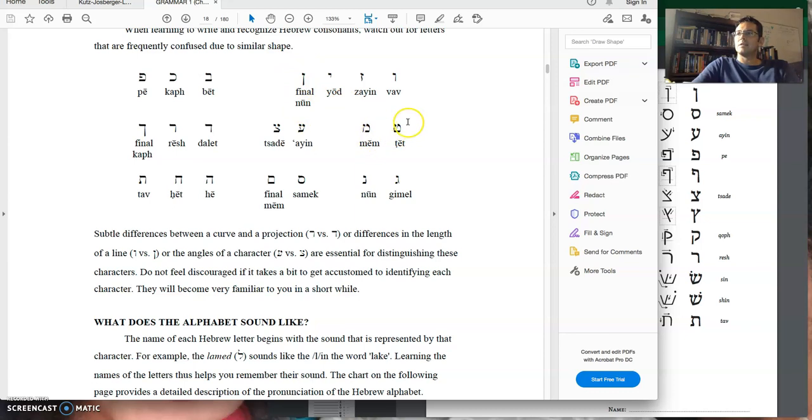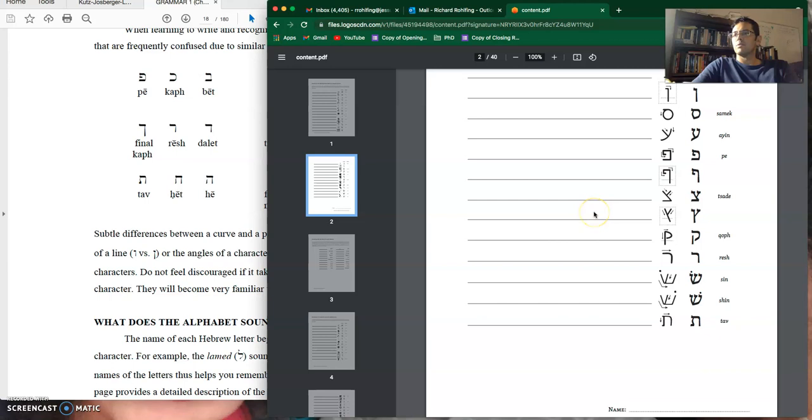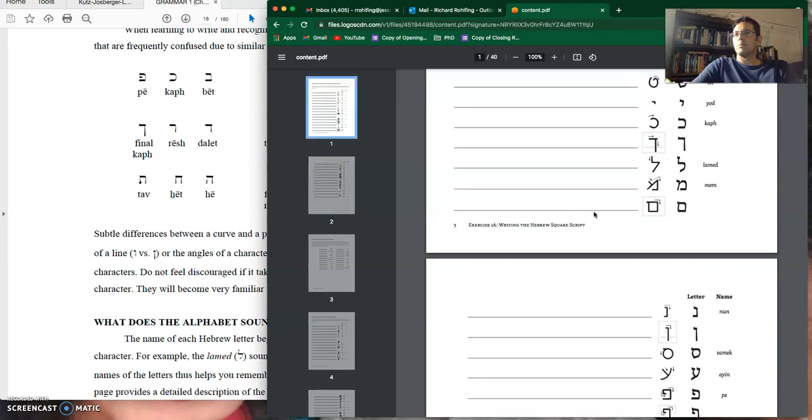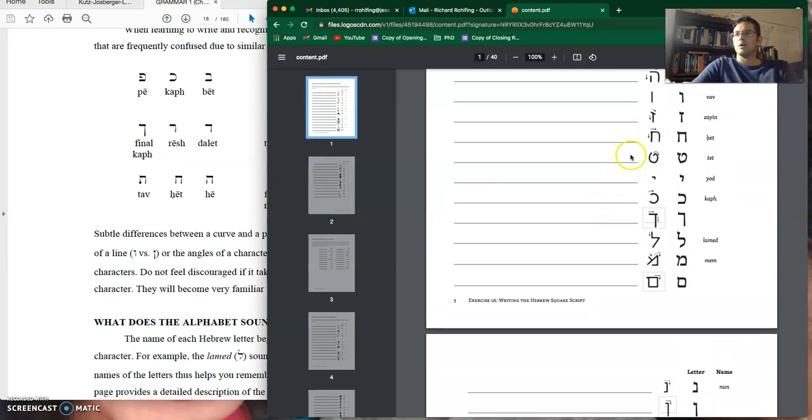Mem and tet can often confuse students when they're first learning how to read Hebrew. They do look rather similar, but again, when you're learning to write them out by hand, you can see a greater difference. So here, you begin inside what I'll call the punch bowl or whatever, and then you can loop yourself around.